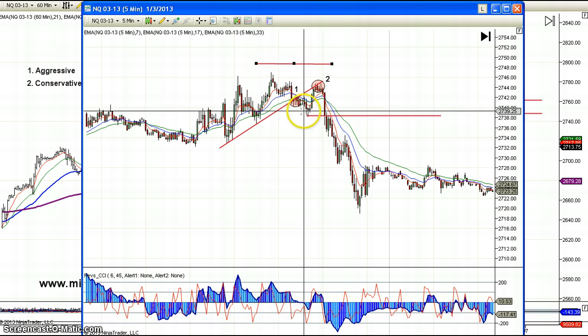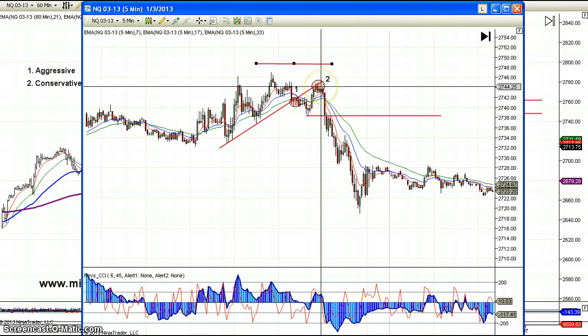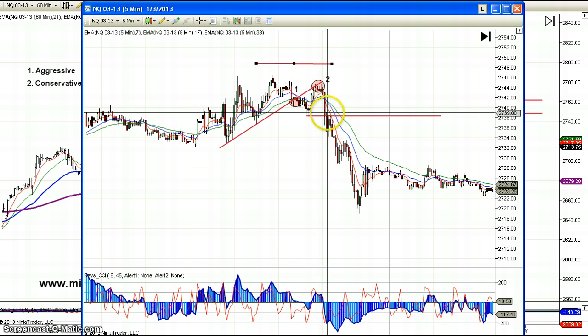The other entry, and it's one of my favorite entries, is when the price actually breaks the trend line and it pulls back to the trend line. I call this coming back. Price comes back to the scene of the crime to take one more look before it leaves.